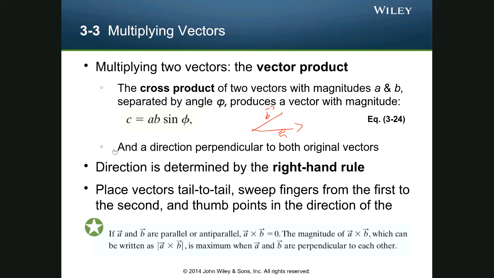So, back to the nuts and bolts here. If A and B are parallel or anti-parallel, A cross B is zero. The magnitude of A cross B, which can be written like this, you'll see this, is a maximum when A and B are perpendicular to each other. And again, we'll look at the right-hand rule.